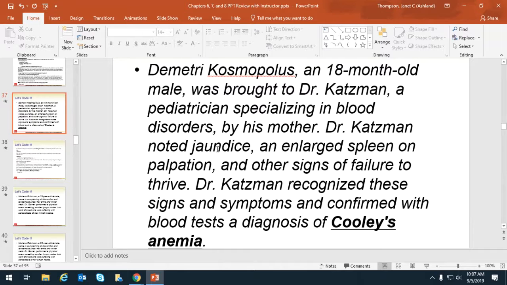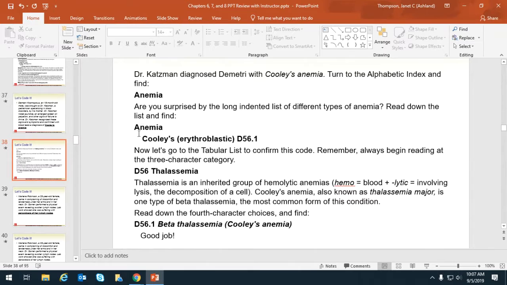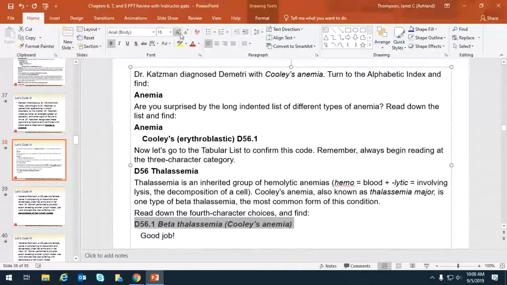you turn to the alphabetic index and we first find anemia. There is a long list of different types of anemia, but we should find an entry for Cooley's, also known as erythroblastic, D56.1. So once we get our code, we have to go back to our tabular. So we'll look up D56.1. It does have several excludes one notes of conditions that could not be coded at the same time as Cooley's anemia. But there's no other code or any other information that we need to add. So we just have one code for this guy, D56.1.